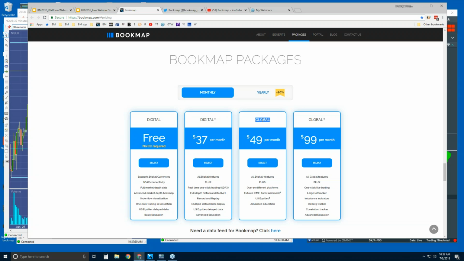Now the global version is for when you move on from digital currencies and you want access to the other two types of markets. This connects to futures and to US equities. That's the difference with the global version. You will need to provide that data though for futures and US equities. Now the Global Plus version, the only difference is the add-ons. One is the ability to trade right from the Bookmap chart.